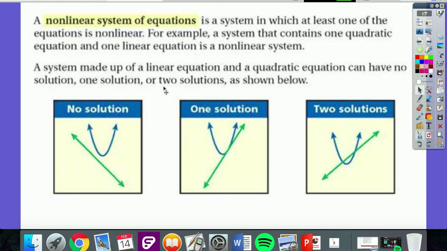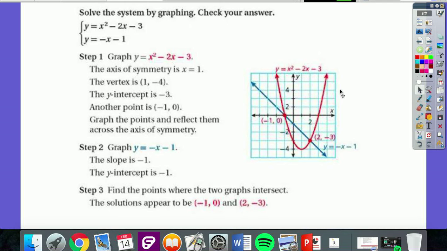If a system is made up of a linear equation and a quadratic equation, we could have three possible outcomes. We could have no solution, where they never intersect; one solution, if the line touches the parabola perfectly at only one point; and two solutions, if the line crosses through the parabola at 2 points. So just like a system of linear equations, the solutions to a system of nonlinear equations are still the points of intersection. Traditionally, this is done by graphing.